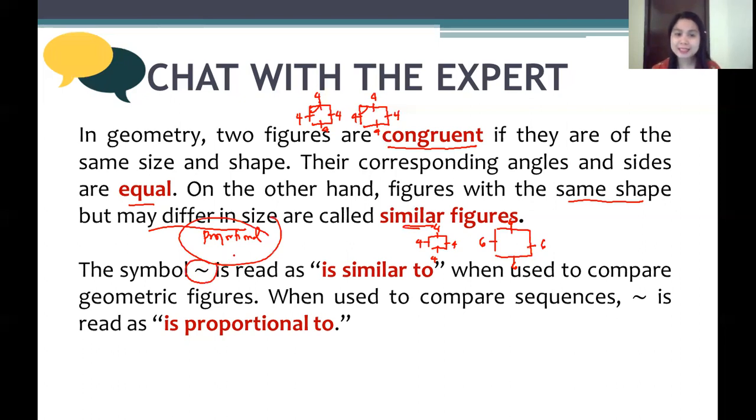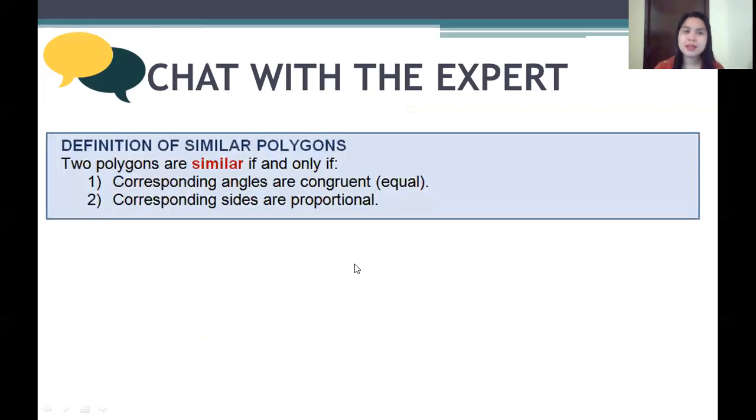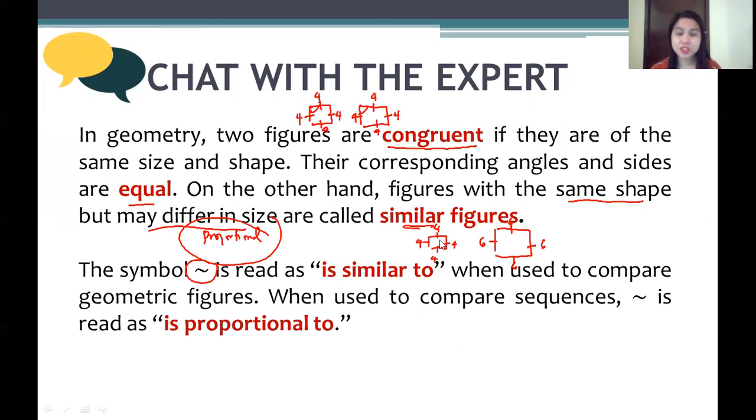This symbol is read as "is similar to" when we compare geometric figures. But when we use it to compare sequences, this is to say "is proportional to." Now, how do we define similar polygons? In similar polygons, corresponding angles are congruent. It means their angles are equal, while corresponding sides are proportional. Let's go back to my figure a while ago of 2 similar squares. Their angles are all equal. It measures 90 degrees each, while their sides are proportional. 4:6, 4:6, 4:6, and 4:6.